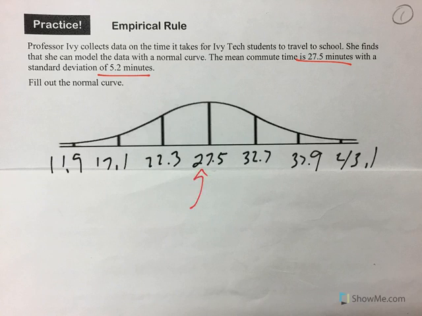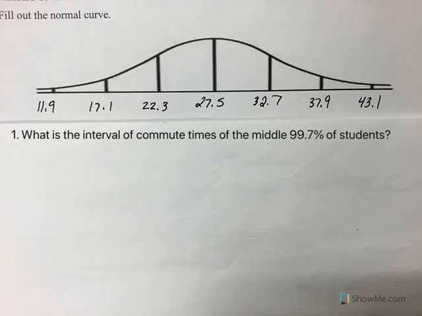So as I mentioned, the mean goes in the middle. We're going to add 5.2 each time we move to the right, and we're going to subtract 5.2 every time we move to the left. That allows us to use this to answer some questions.